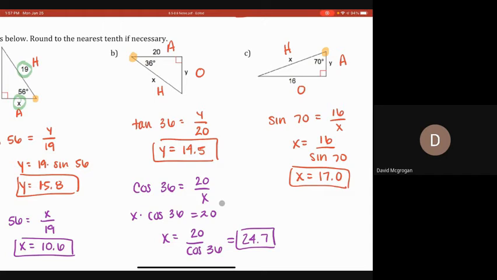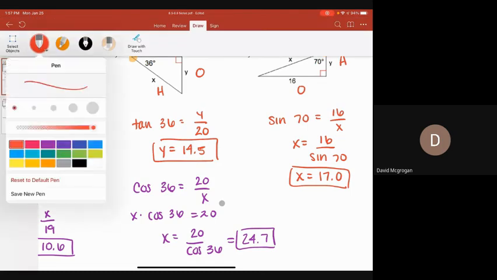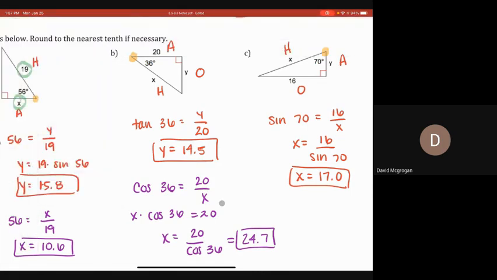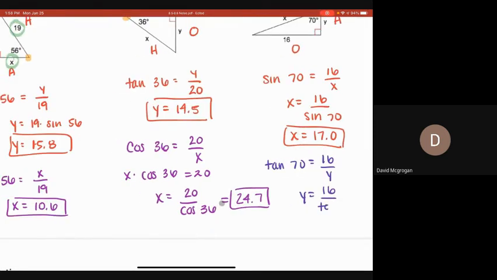How about for A? Ella, what do you think? Repeat that for me. Tangent 70 equals, yep, 16 over y. Sounds good to me. We would turn that into division, right? So y equals 16 over tangent 70. What'd you get? 5.8? Let's see. Yep, 5.8. Good.